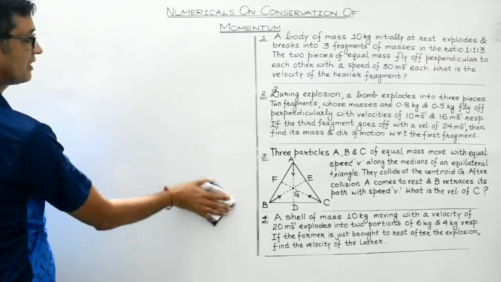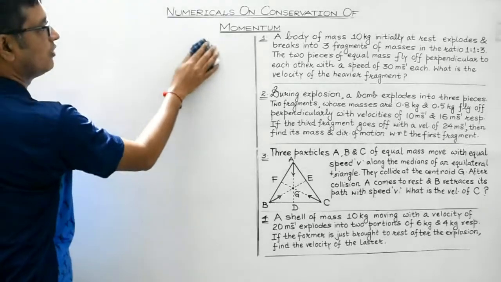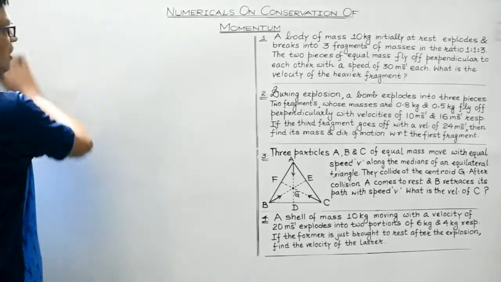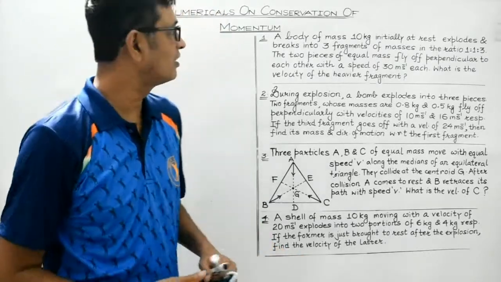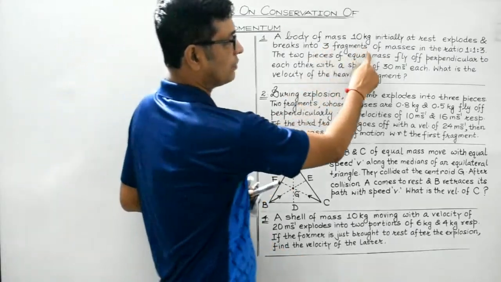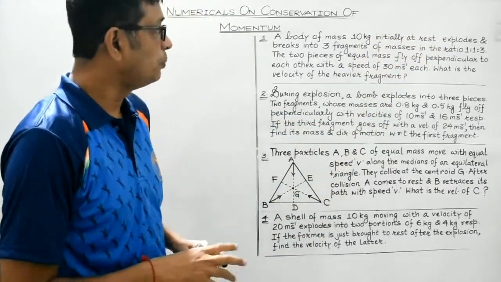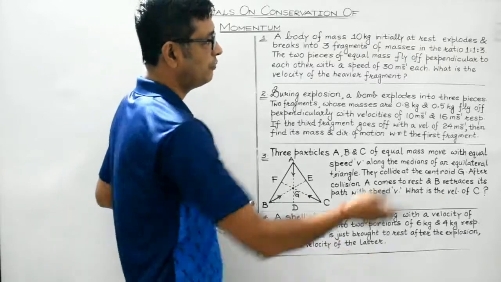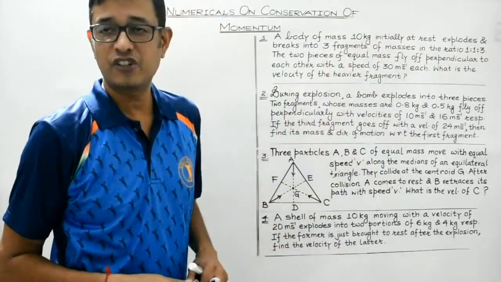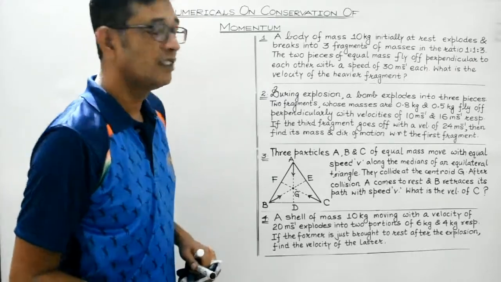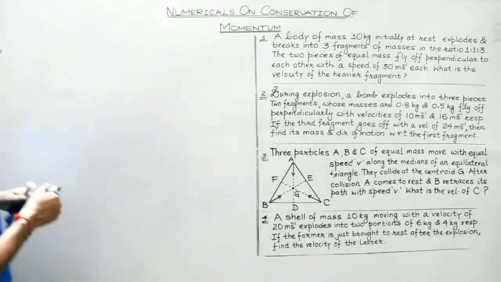A body of mass 10 kg, which is initially at rest. So the initial velocity of that body is given to be 0, right? So a body of mass 10 kg, initially at rest, explodes and breaks into 3 fragments of masses in the ratio 1:1:3. The two pieces of equal mass fly off perpendicular to each other with a speed of 30 meters per second each. We are supposed to find the velocity of the heavier fragment, right? It's a very interesting question.